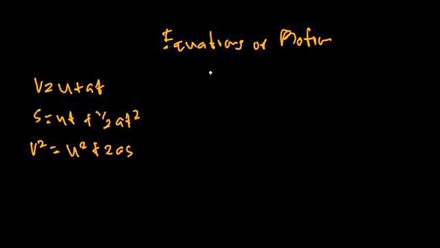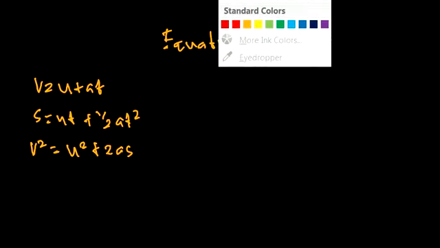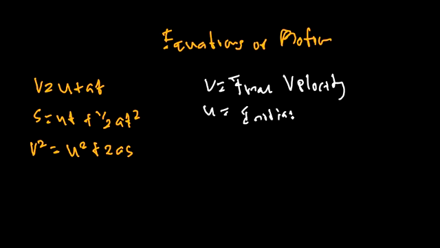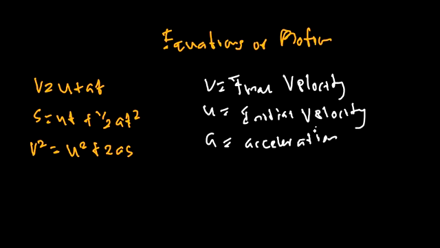Let me use another ink so that it will be beautiful. Now, v is equal to the final velocity. u is equal to the initial velocity. a is equal to acceleration. t is equal to time, and s represents distance. So take note of the following very important terms.